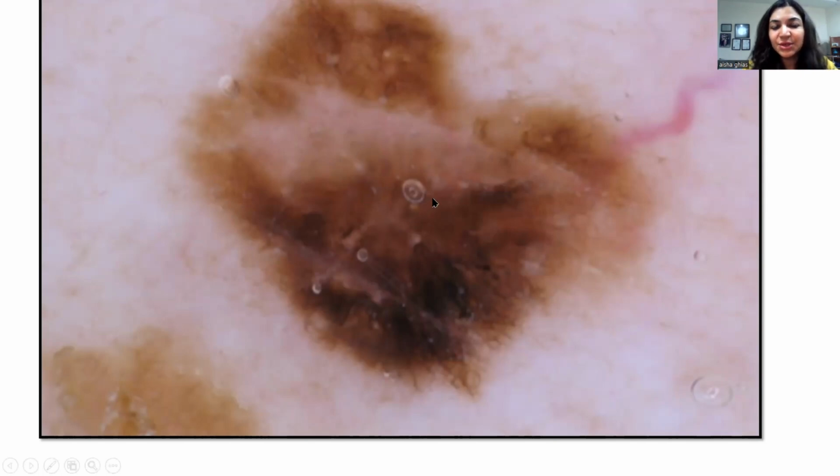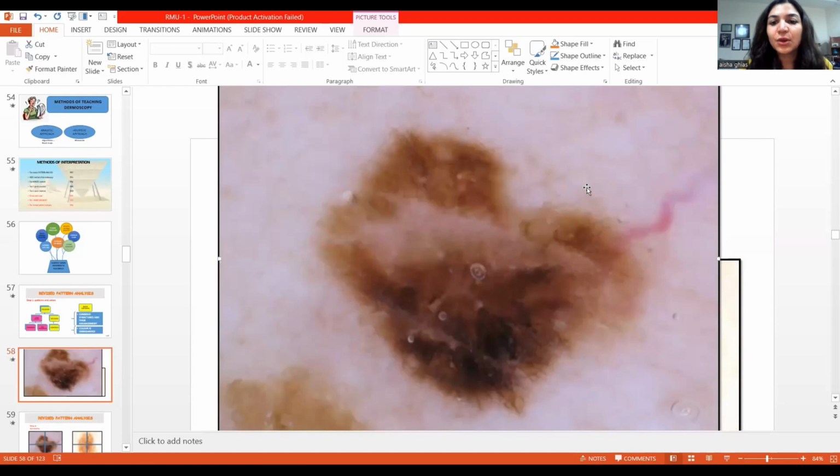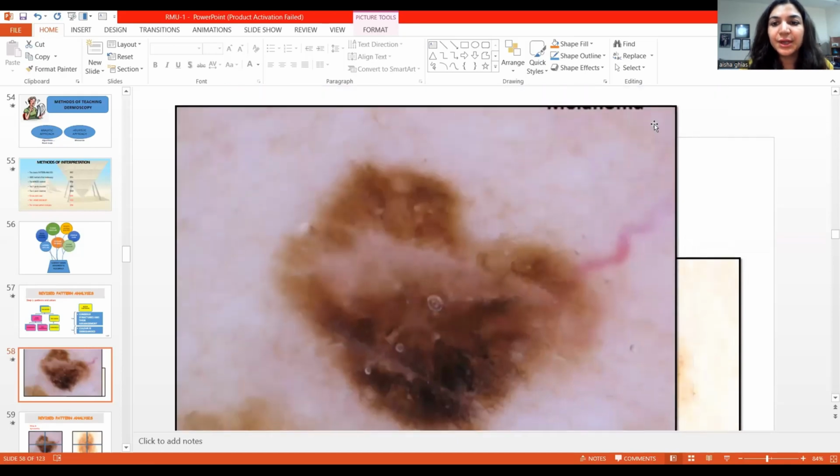Symmetrical. Nothing is symmetrical, by the way. You draw a vertical line and you draw a horizontal line, you see that the halves of the picture are not identical, so you don't call it a symmetrical lesion, so you call it asymmetrical.